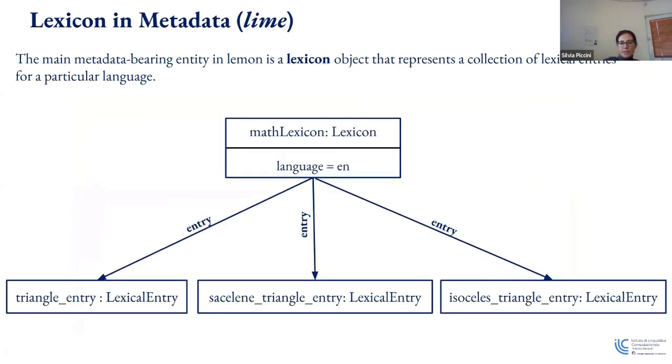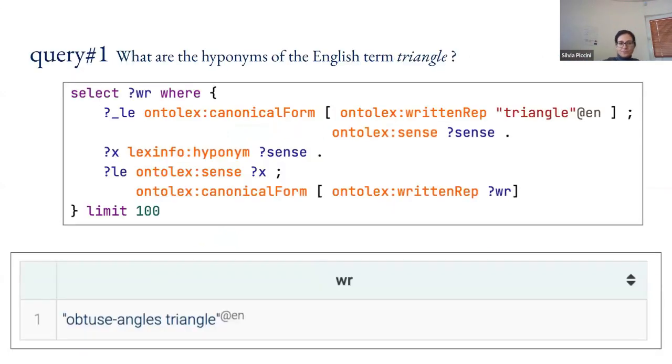That's the formalization of that. So for example, we have a mathematical lexicon. You can specify the language as English, for example, and then, as I said, by means of the relation entry, we can link each of our lexical entries to that specific lexicon.